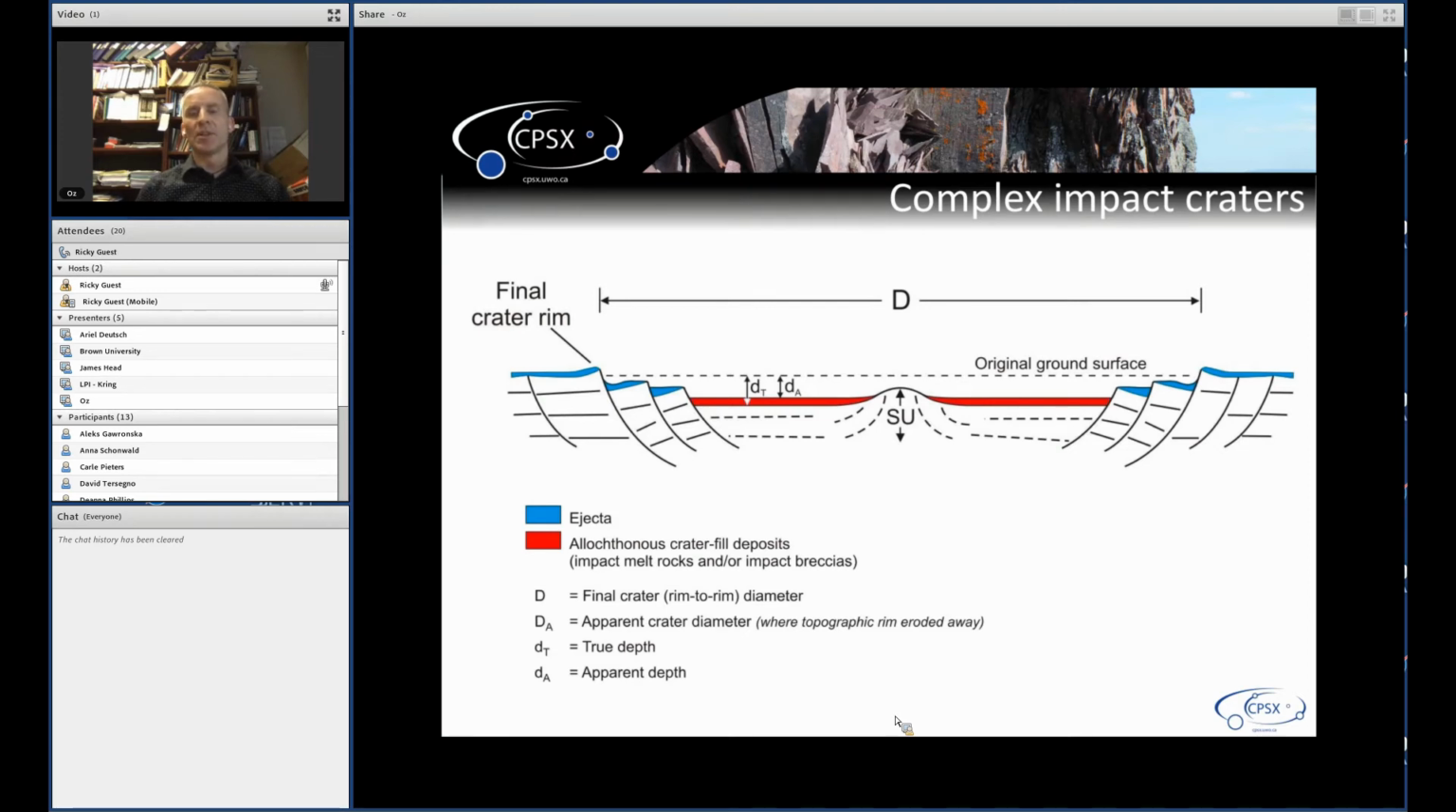We have what we would call a central uplift, and SU stands for stratigraphic uplift. So material there is brought from depth. There is then a relatively lower topography region where the allochthonous crater fill deposits, again a mixture of impact melt and breccia, are lined. And then we have the collapsed or terraced crater rim, and then impact ejecta.